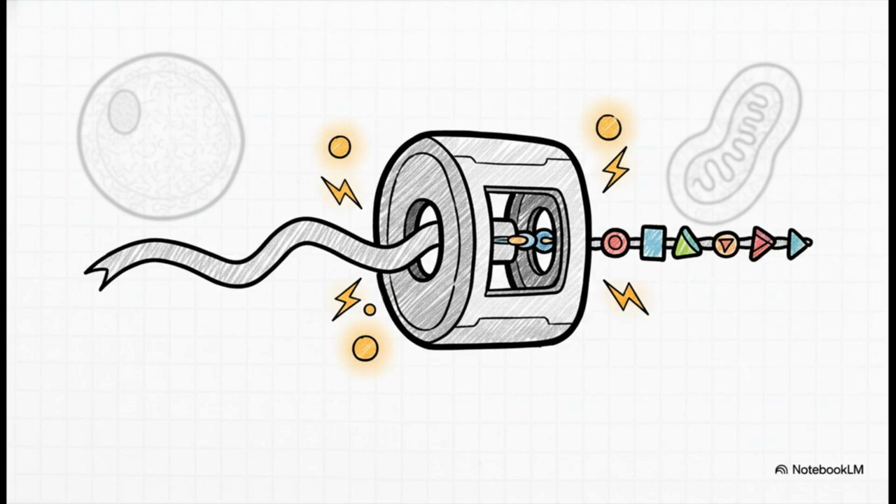Okay, so you've got the blueprints from the nucleus, and you've got all this energy from the mitochondria. What's next? Well, you got to start building stuff. And that's the job of the ribosomes. They're the tiny workers on the assembly line reading the DNA's instructions and building all the different proteins the cell needs to survive and do its job.